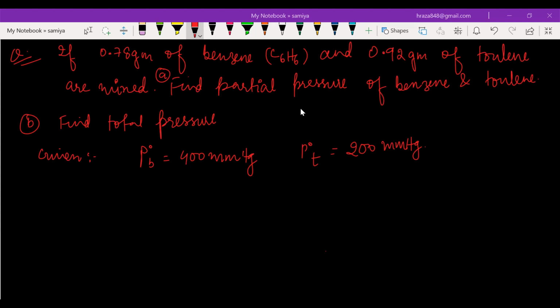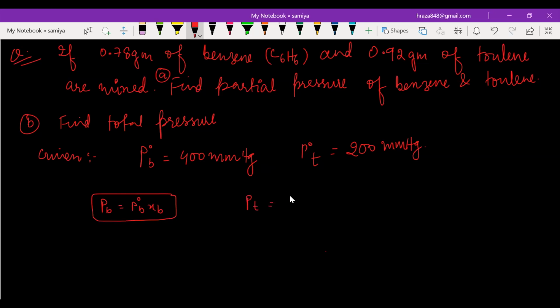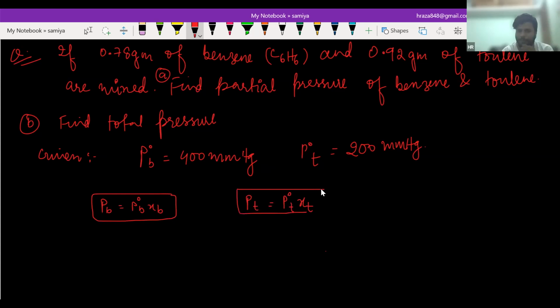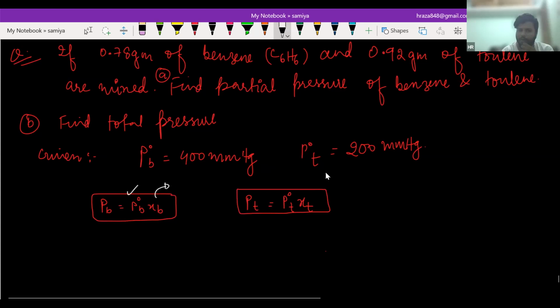Sir, the partial pressure for both components is 0.05. Of both components? That's the wrong answer, Reem. We need to calculate the partial pressure of benzene, so it will have the formula P naught B into zeta B. And the partial pressure of toluene will have the formula P naught T into zeta T. Are you getting my point, Reem? Yes, sir.